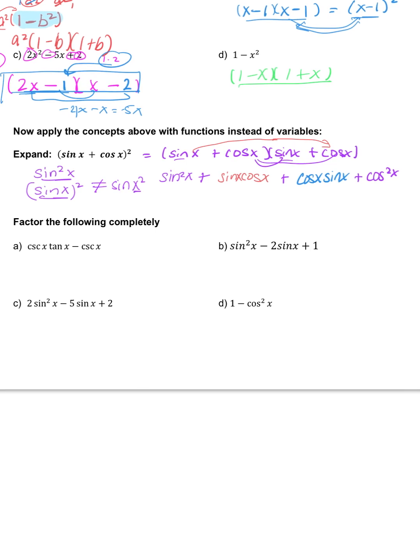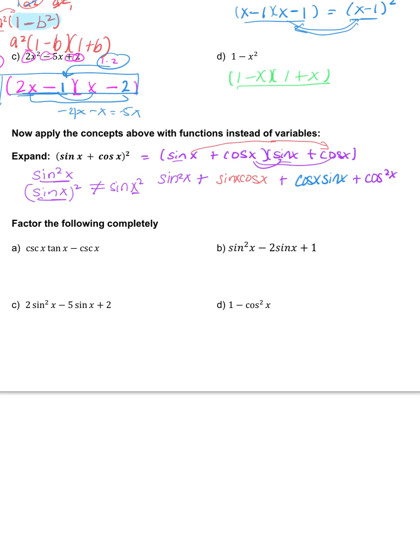So now, like terms. If you treat all these as just like variables, if you think of sine as maybe x and cosine as y, I have an x and a y, and I have an x and a y to the first power. So I can combine those, and I have 2 of them. So sine squared x plus 2 sine x cosine x. Doesn't matter which comes first, sine or cosine. I have a tendency to write sine before cosine. Don't know why. Probably something I learned back in the day.